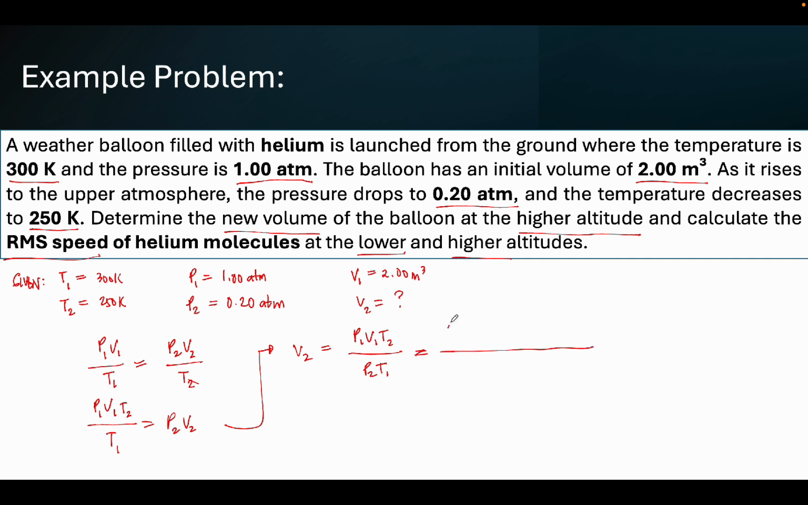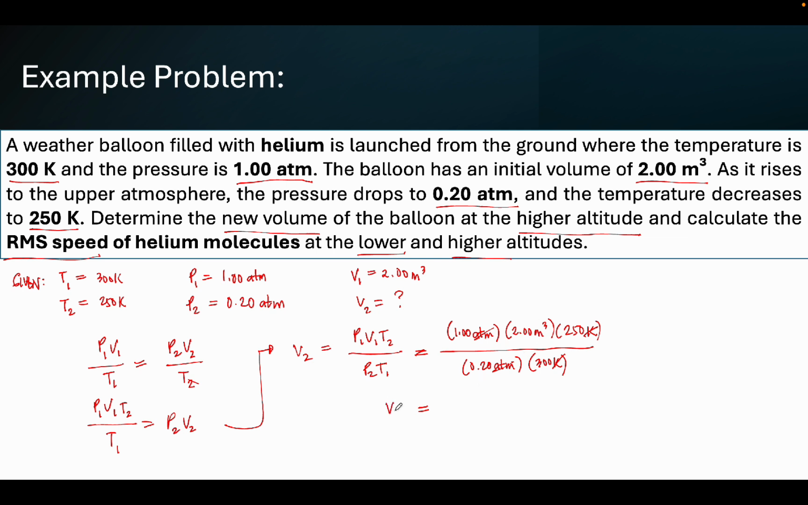So P1 is 1 atm times V1 is 2 cubic meters times our T2 is 250 kelvins divided by P2 is 0.20 atm, and then our T1 is 300 kelvins. Okay, so let's cancel out some of the units. Atm cancels out, Kelvin cancels out. So obviously, the unit that remains for the volume is in terms of cubic meters.